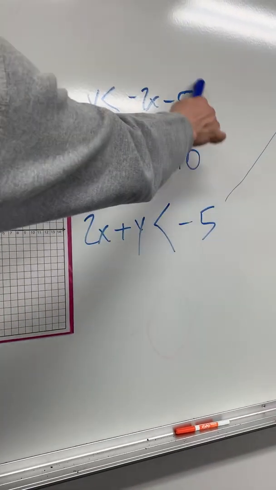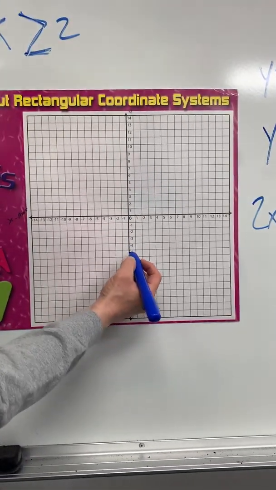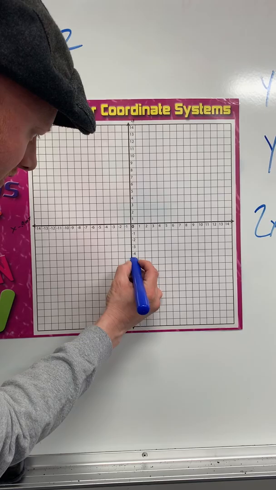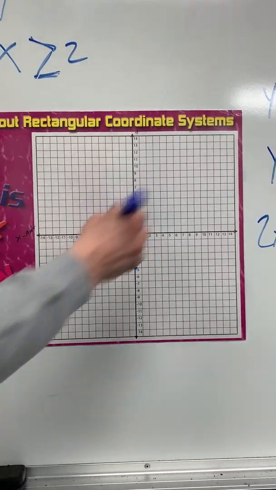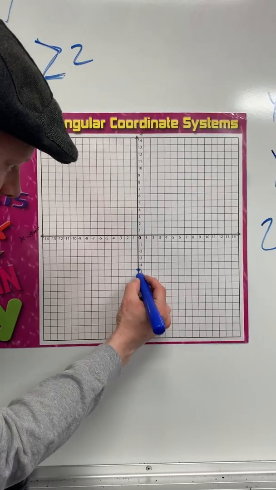Remember, always start with your y-intercept. It intercepts the y-axis at negative 5. And then let's follow our slope there. That's negative 2 over 1.